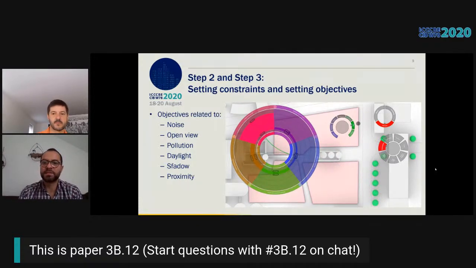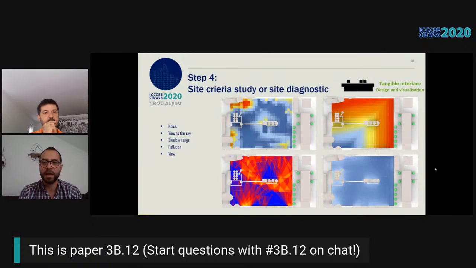So the first and second steps, where we invite the citizen to input their criteria. So we are engaging the citizen in the early design stage of the urban planning process. And then we invite them to understand the diagnostic of the site based on criteria that have been set by them, like noise, view to sky, pollution, view, and other criteria can also be implemented.